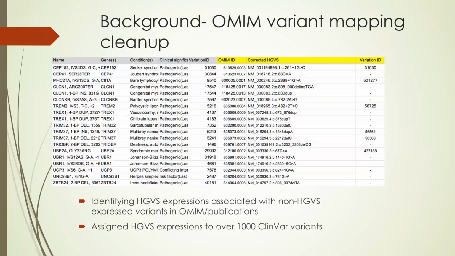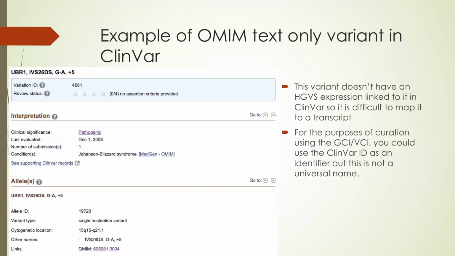So this is what one of these variants looks like in ClinVar. The issue here is normally there's a nice HGVS expression that you can map. As of right now with this variant, you could enter it into a gene or variant curation by using the ClinVar variation ID, but this identifier is not necessarily universal, and it's not necessarily the most helpful, so it's good to have the HGVS expression. So let's get into some examples.